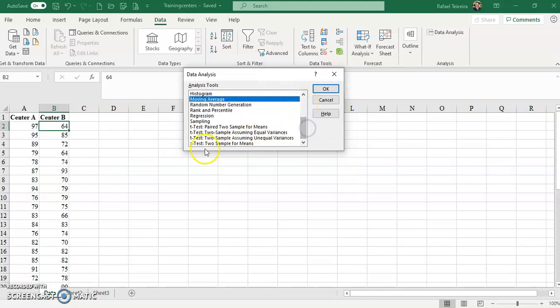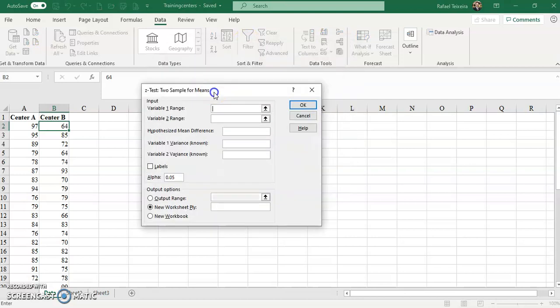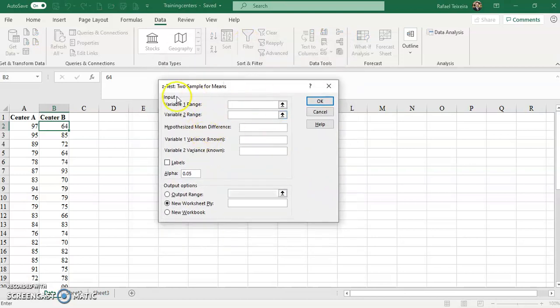And then I scroll down, I have z-test to sample for means. Why is it a z-test? You gotta know the differences. This is a z-test because you know the population standard deviation. We click OK, and then we have this window in which we have to input some data.